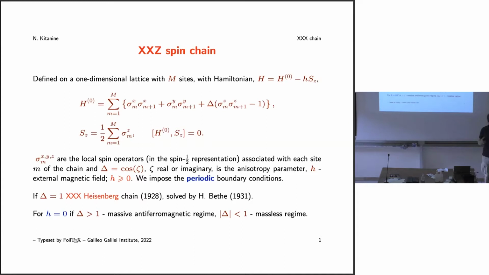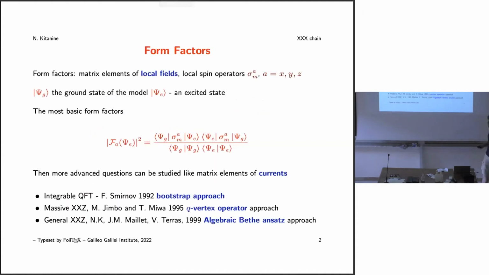So the most basic example. Sometimes it's the most simple, sometimes the most difficult for different reasons. So today I will speak about this case. And what we want to do is to compute the form factors, so more or less matrix elements of the local spin operators between the eigenstates. And we consider them around the ground states. For this reason, this H equal to 0 case is quite particular.